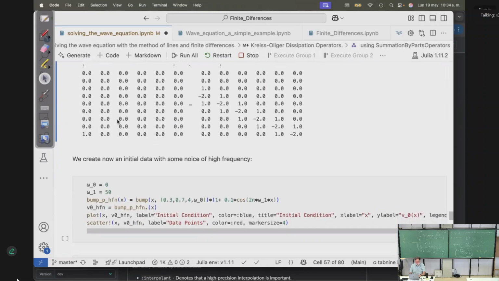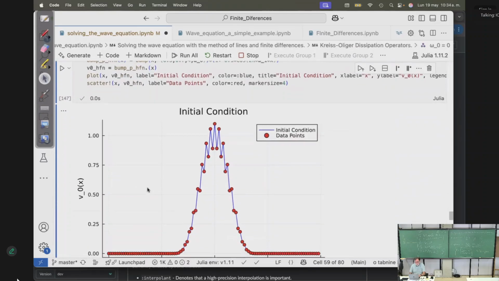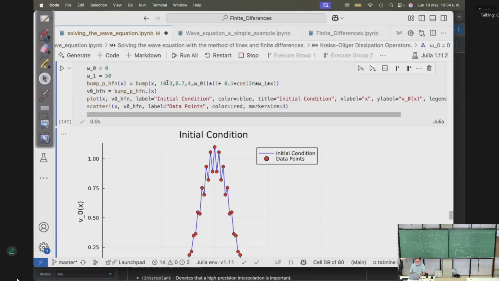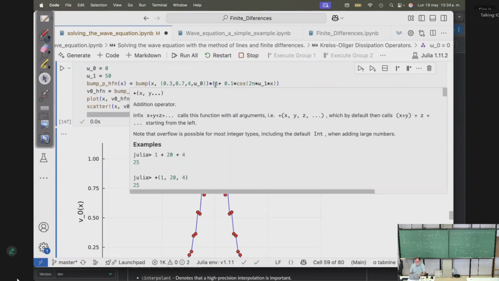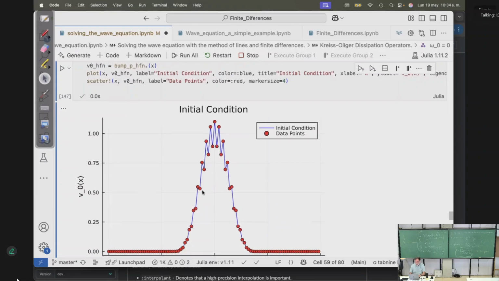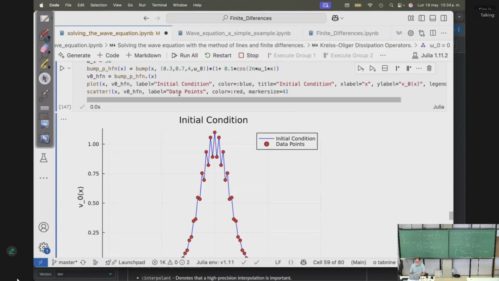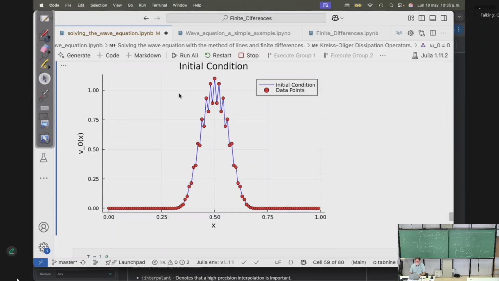So we have these 2 operators now, and then we are going to create a function that is as before, with omega equal to omega 0, and we are going to add some noise. So we multiply it by this factor here. So it's a noise that is around here and has a frequency of 50. So this is the initial condition, so it's very noisy over something smooth.